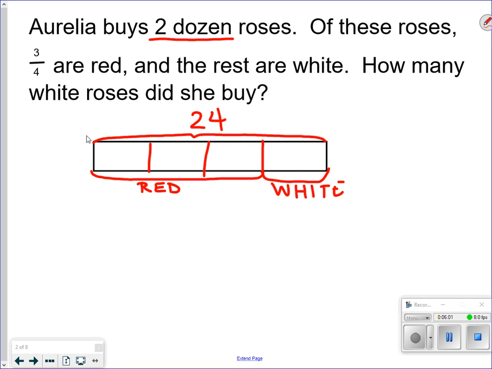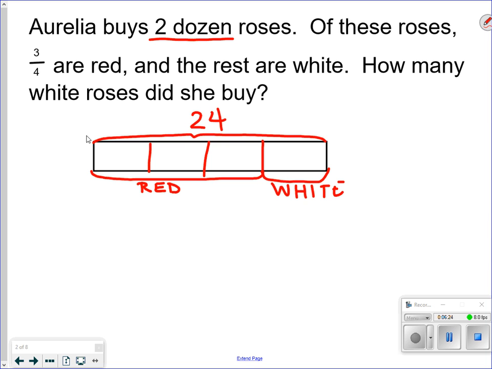How many white roses did she buy? So that would be 1/4. But do I have a number yet? No. They're not asking for a fraction. They're asking for a number. So you need to find out how many white roses she bought. So you need to find out how much each unit is.